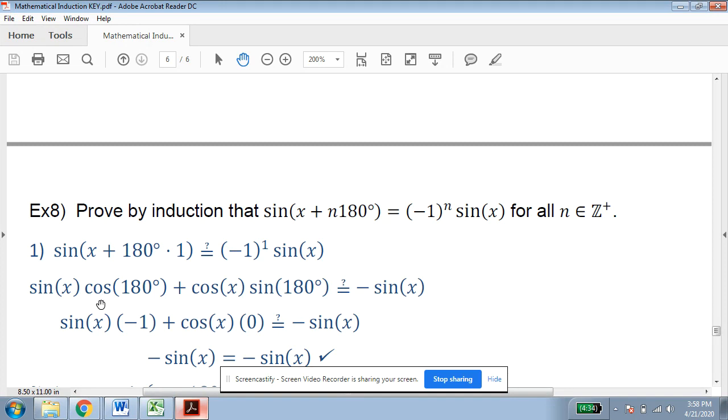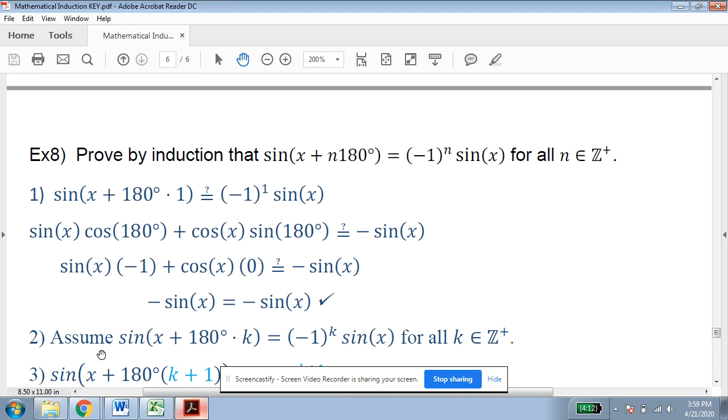If you think back to your unit circle, cosine of 180 is -1. The sine of 180 is 0. 0 times cosine goes away, so I just have sine of x times -1, which is negative sine x. So my left and the right side are both negative sine x equals negative sine x. Check. Step 1 is done.